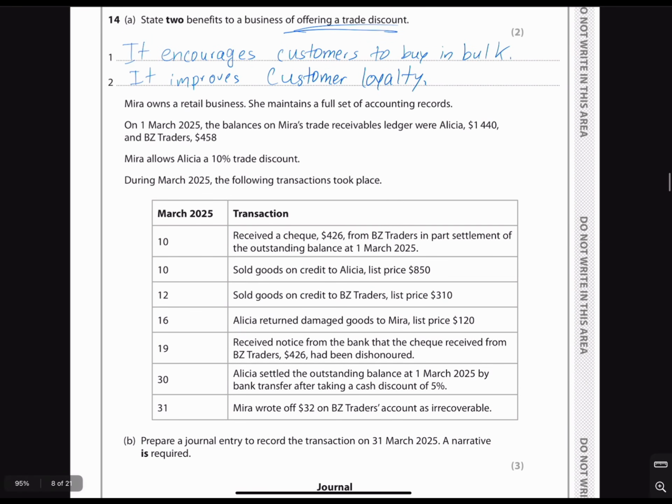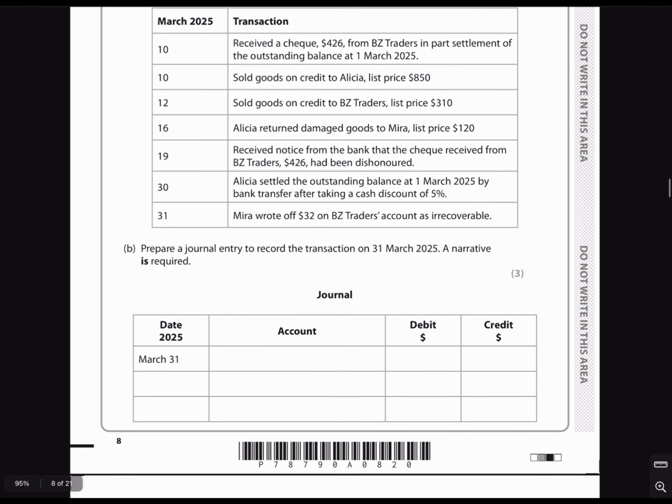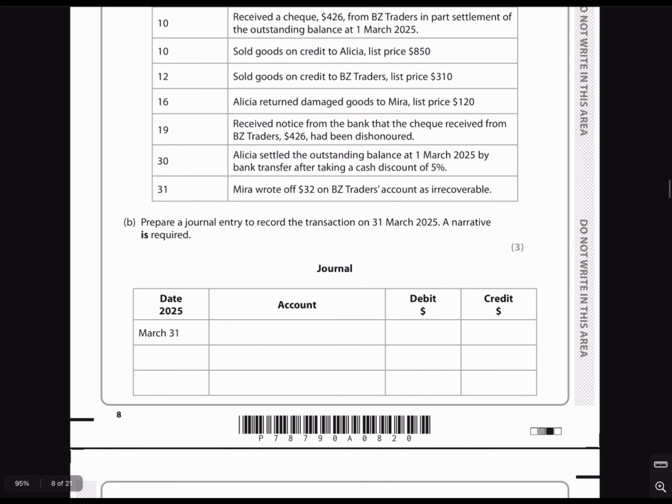Miriam's retail business, she maintains a full set of accounting records. On 1 March 2025, the balances on Mira's trade receivable ledger were Alicia 1440 and BZ Traders 458. Mira allows Alicia a 10% trade discount. Right, so 10% trade discount. Also, we have got transactions, and we have got a journal to record the transaction on 31st March 2025.